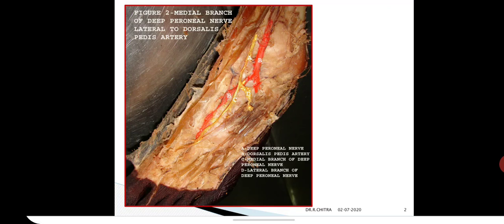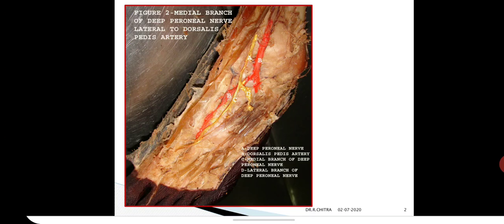So if you are given dorsum of the foot in the exam, the questions will be, what is the venous arch you see in the subcutaneous part of the dorsum of the foot? Dorsal venous arch of the foot. It is formed by the veins from the toes. Okay, what is that medial end of the dorsal venous arch forms? Medial end of the dorsal venous arch forms the great saphenous vein.